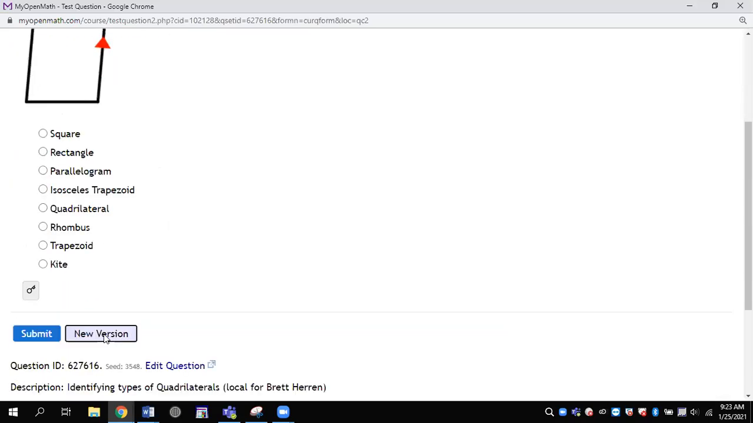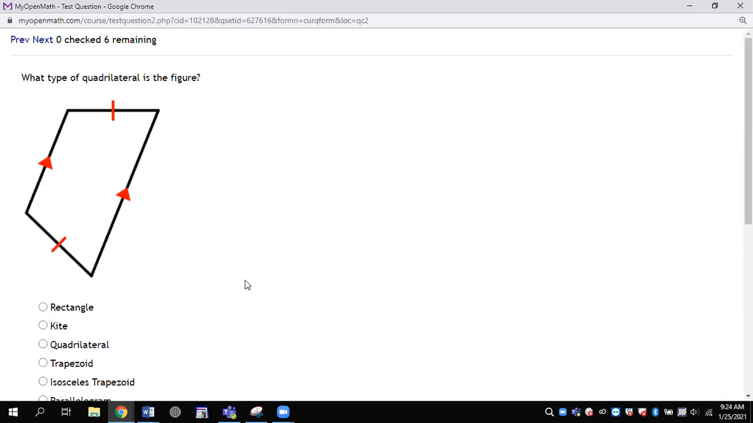Oh, that's a trapezoid again, huh? Do another one there. I'm stuck on the trapezoid. Okay. What kind of quadrilateral is that one? That one I haven't mentioned. That one's a little tricky.